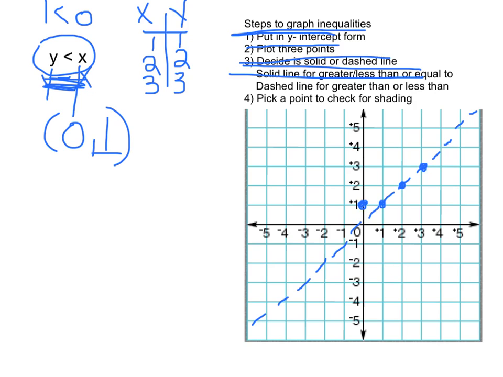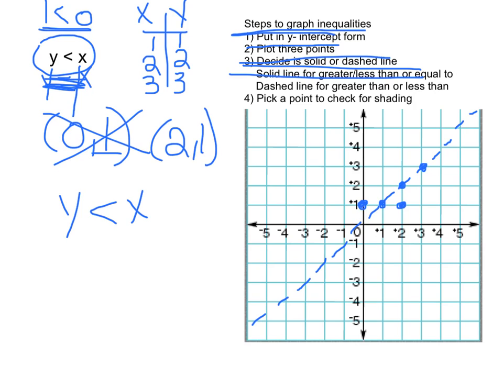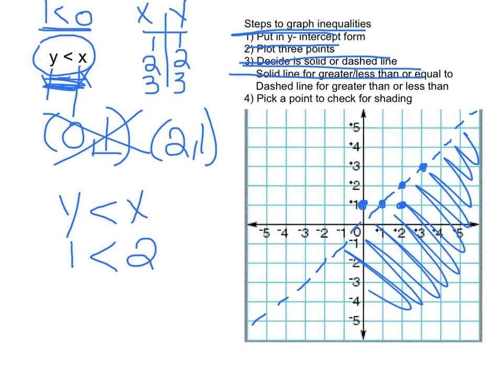So let's ask if that makes sense. Is 0 greater than 1? No. So I know points on that side of the line won't work. Let's check the other side. Let's check the point over here, 2, 1. If I use the original inequality, I'm checking for the point 2, 1. If x is 2 and y is 1, is 2 greater than 1? Yes. So I know I'm going to shade this side of the graph.